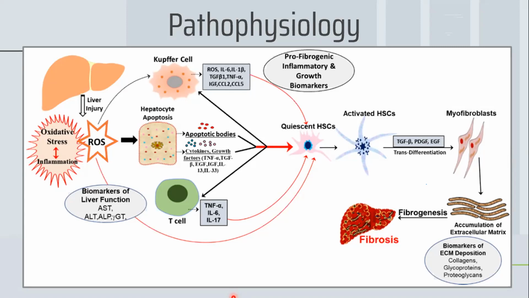Now, these myofibroblasts will then be deposited and accumulate in the extracellular matrix of the liver and secrete lots of collagen, glycoproteins, and proteoglycans that will aid in the fibrogenesis process, thus resulting in the fibrosis of the liver. After that, if the chronicity of the hepatitis virus infection is not resolved, it will lead to liver cirrhosis and, worse, hepatic cancer.